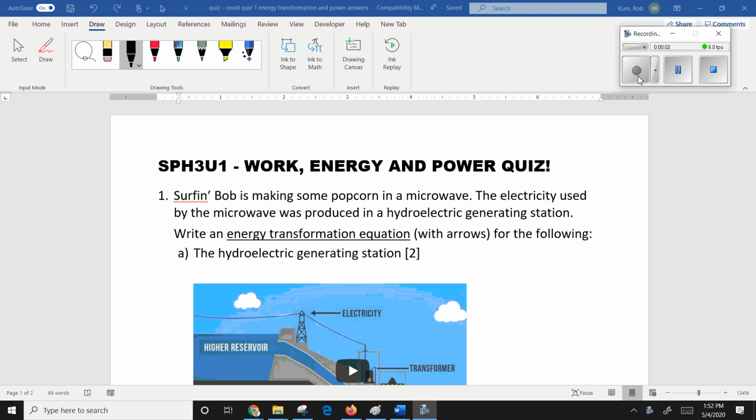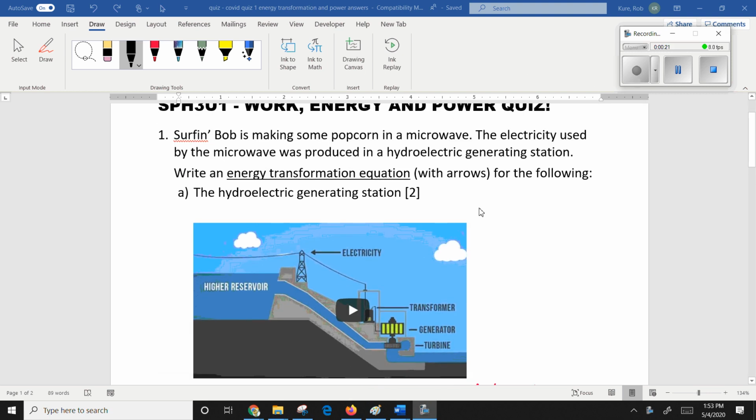Hey everyone, in this video we're going to be looking through our first quiz for energy. In my first question here, we're looking at Surfer Bob making some popcorn, and he's using electricity that's produced from a hydroelectric generating station. So we have to figure out what the energy transformations are for a hydroelectric generating station. This is right from your notes, but I do want to review it with you.